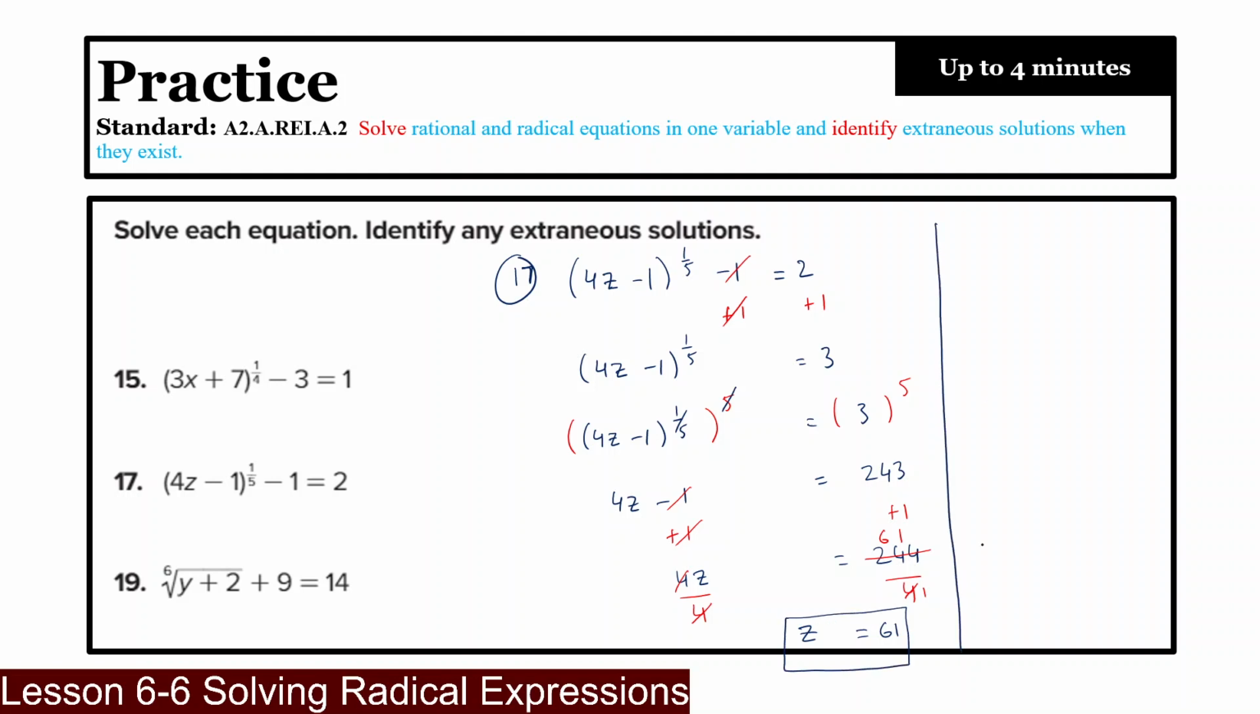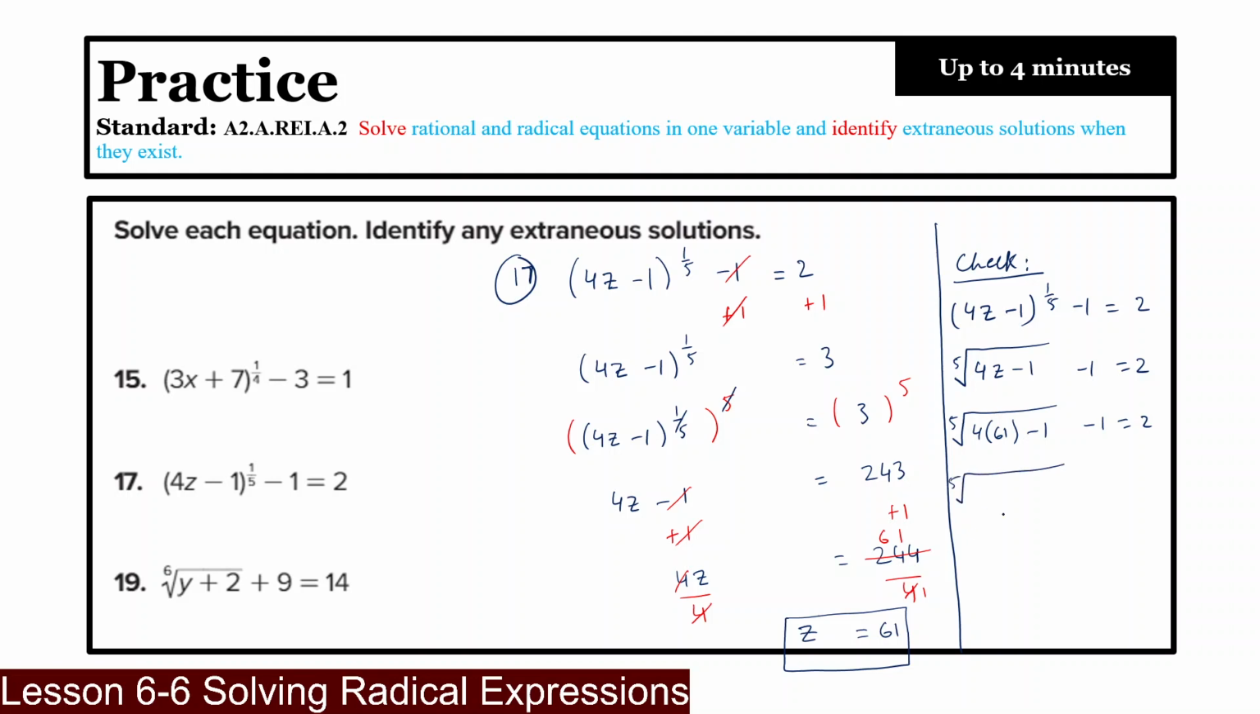I'm going to do a quick check just to make sure that I got it right, because remember, you can have extraneous solutions, you can have a mistake in your solution, so let's make sure that we have everything right. Alright, so I'm going to write down what I have. I have 4z minus 1 raised to 1/5 minus 1 equals 2. I'm going to rewrite this as a radical. The fifth root of 4z minus 1, minus 1 equals 2. Replace the z, which is 61, so 4 times 61 minus 1.